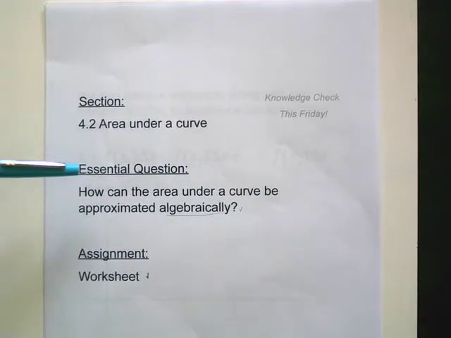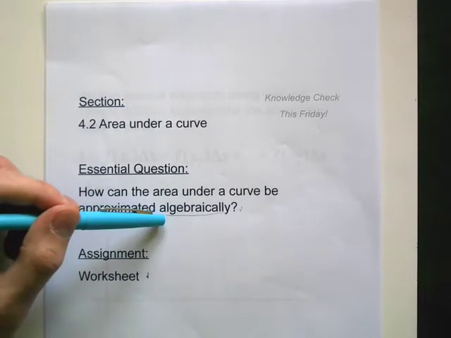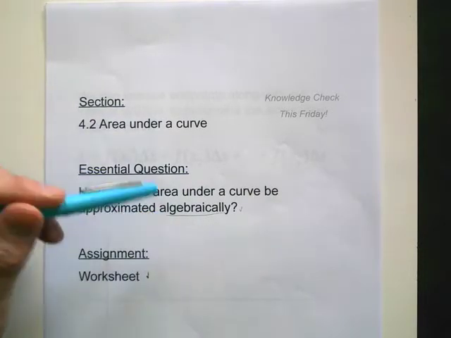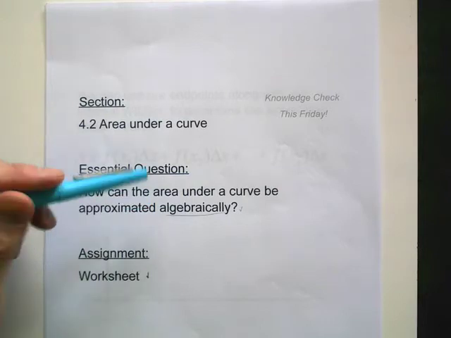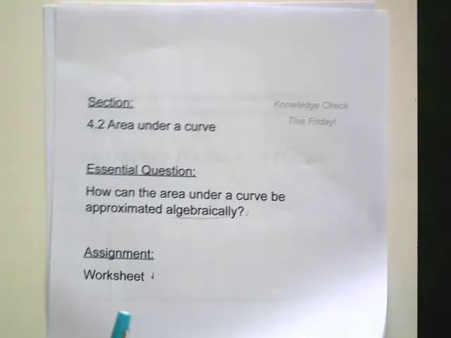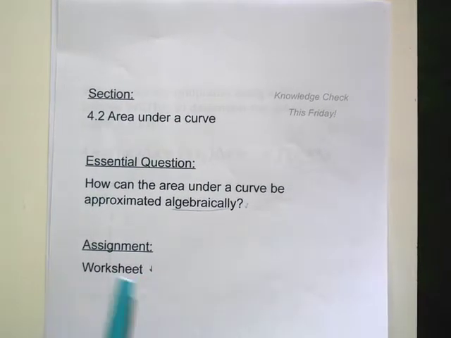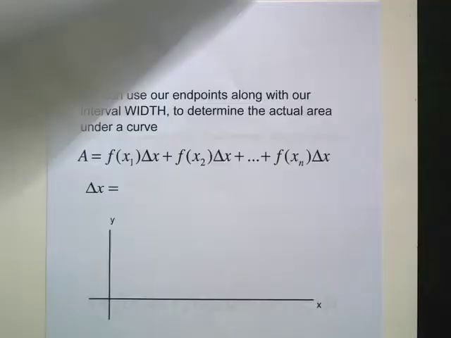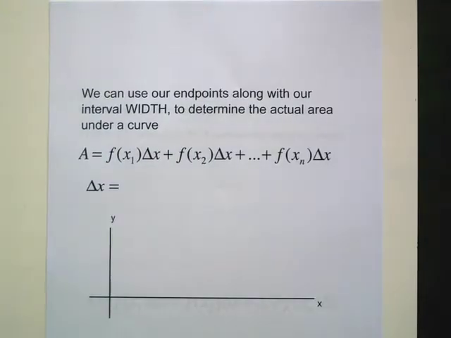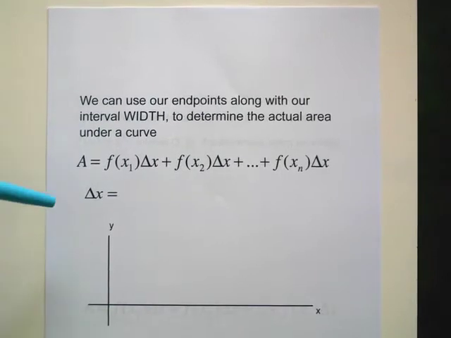All right. We're still talking about area under a curve, and it says how can the area under a curve be approximated algebraically? So yesterday we talked about area under a curve graphically when we added all our rectangles together. Today we're talking about what if we don't have a graph? How can we do it algebraically? And then check the post for the numbers on the worksheet today.